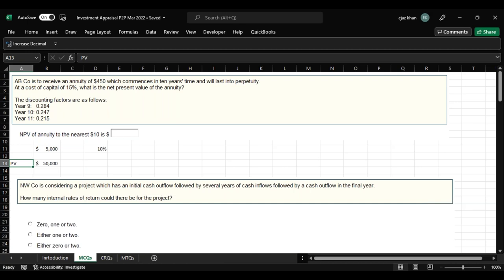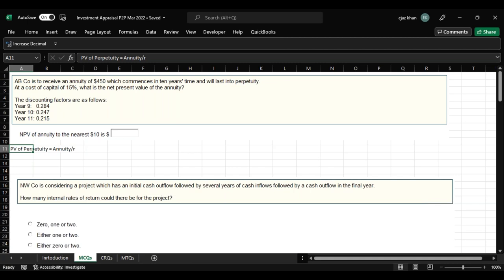We call it present value of perpetuity. That is the maximum we should be investing if we are looking for a return of 10%, right? So the formula, in short, for calculating the present value of perpetuity will be annuity, that is the amount that we are going to receive every year, divided by the rate of return or the cost of capital.